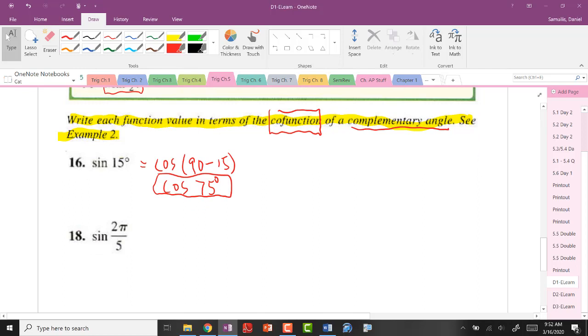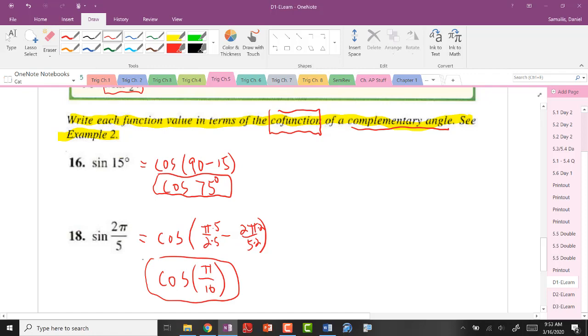Oh boy, radians. So this should equal cosine, but since it's in radians, you want to use the pi over 2 minus. And then we all love radians because we all love fractions. So what we need to do is get a common denominator. So I'd have to multiply this by 5. I'd have to multiply this by 2. I love fractions. And then this would be the cosine of 5 pi minus 4 pi, which is pi over the common denominator 10. Okay?